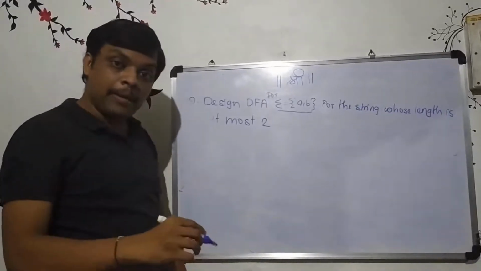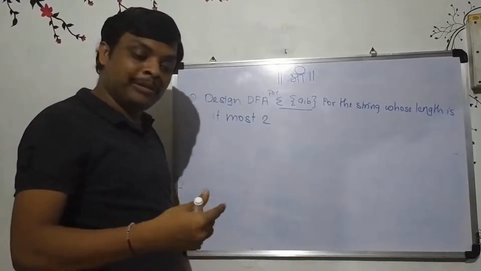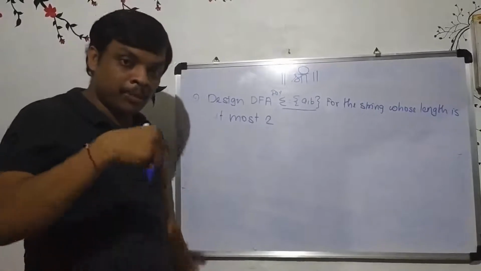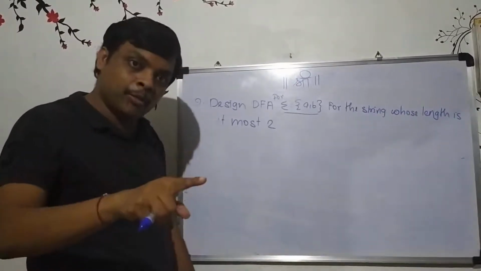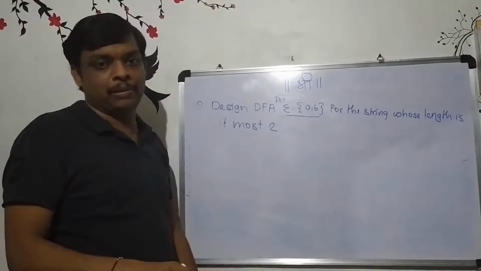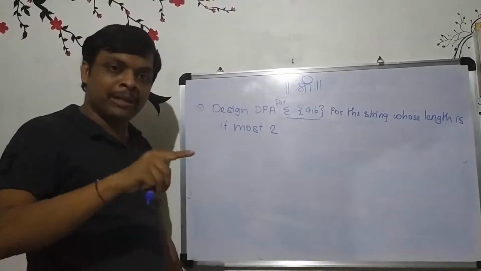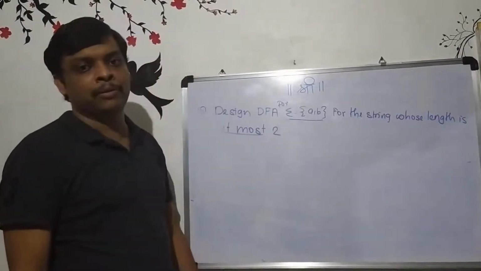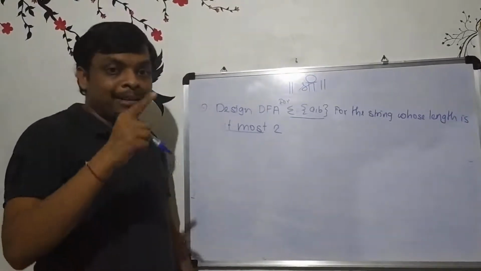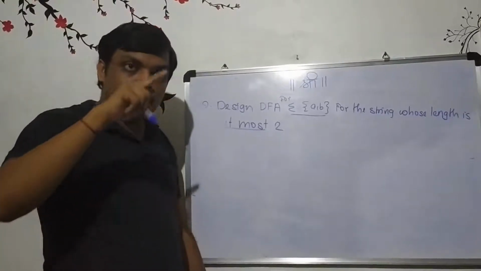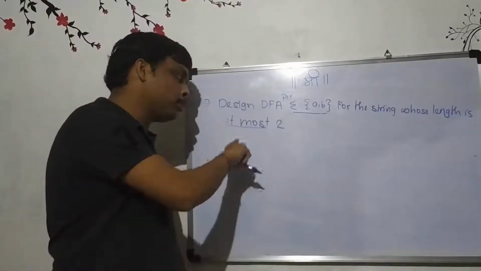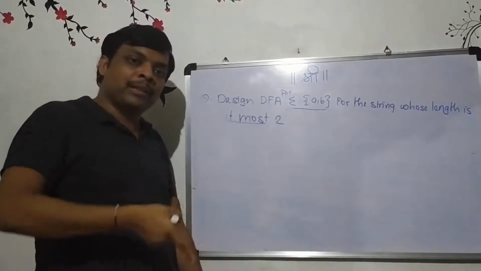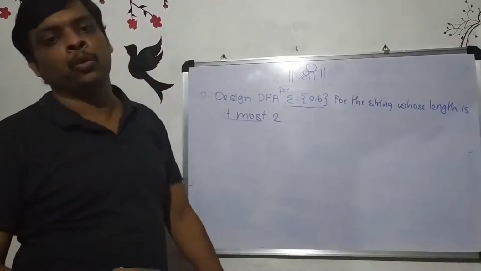At most 2 means the maximum length must be 2. More than 2 we have to reject; maximum 2 we have to accept. So 1 also we have to accept, 0 also we have to accept. Strings with length 0, 1 and 2 we have to accept if at most 2 is the keyword given. If at least 2 is given, its meaning is 2 or more than 2. And if at most 2 is given, its meaning is 2 and less than 2, which means strings with length 1 and length 0 also we have to accept.